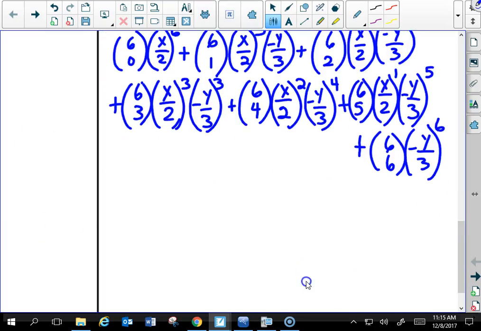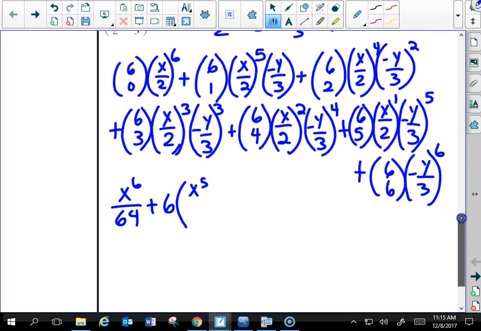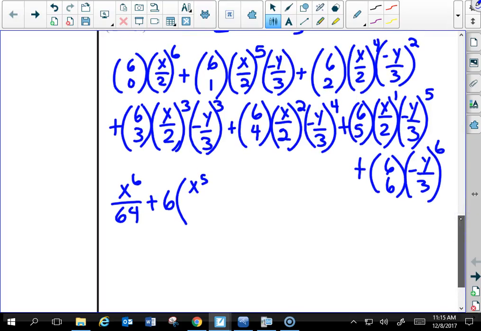Okay, so simplifying, which is not very simple. The combination 6, 0 is 1. So for that first term, I get x to the 6th. 2 to the 6th power is 64. All right, next term, the combination of 6, 1 will just give me 6. And I get x to the 5th power, double check, yeah, over 2 to the 5th power, which is 32.